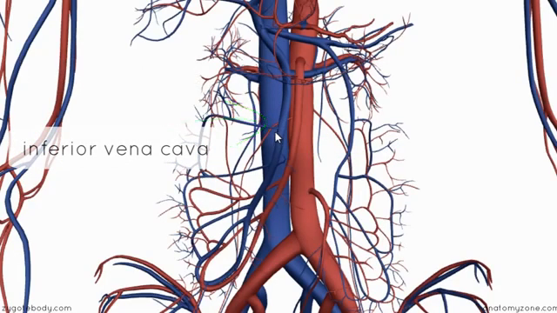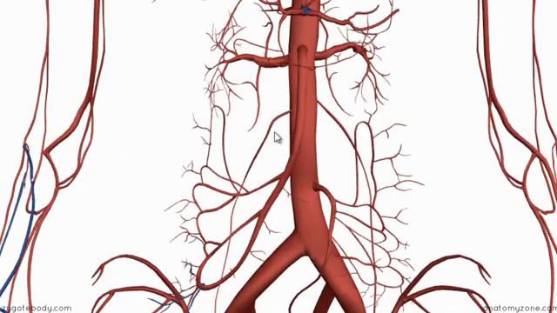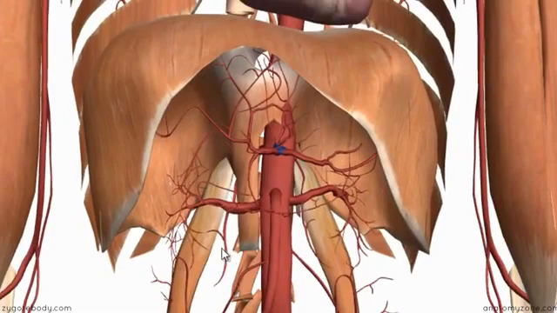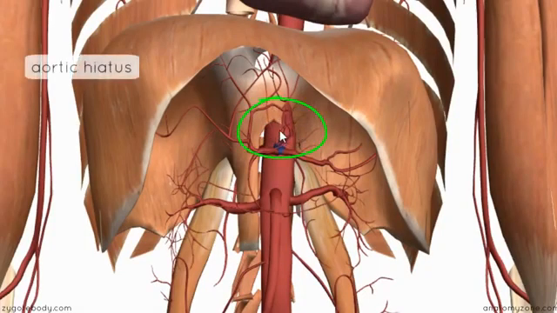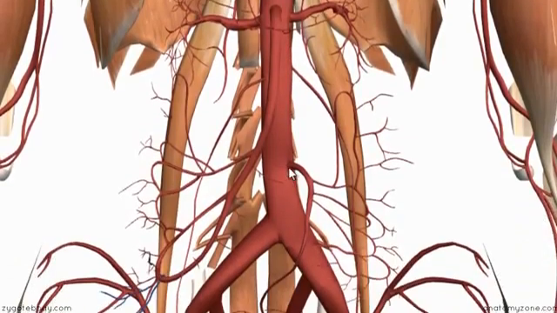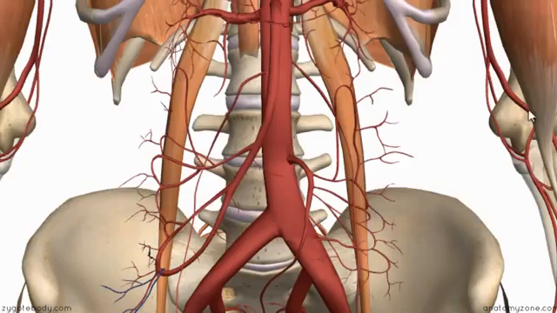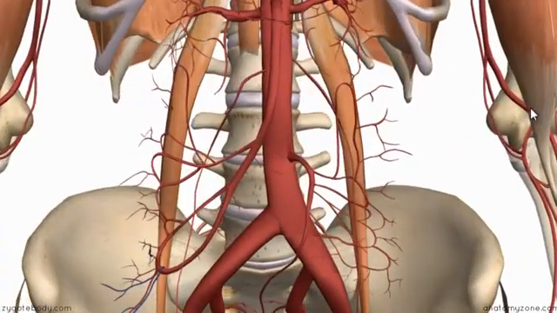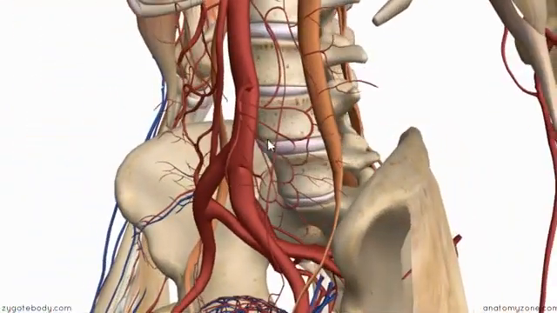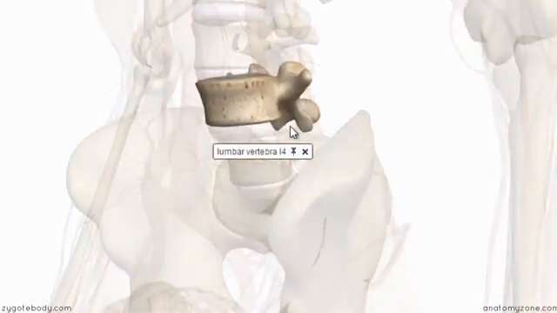So first, let's just talk about the arterial supply to the abdominal viscera. So I'll get rid of the veins. So I've got rid of the inferior vena cava and the veins, and we're looking at the abdominal aorta. So the abdominal aorta begins at the aortic hiatus of the diaphragm, and it ends when it bifurcates into the common iliac arteries. So the beginning of the abdominal aorta is roughly at the level of T12, and the end of the aorta is roughly at the level of lumbar vertebra L4.